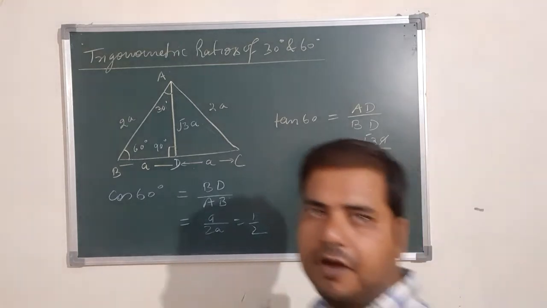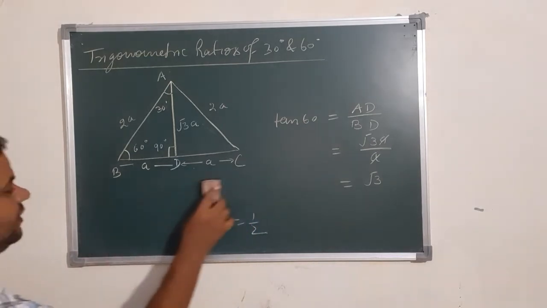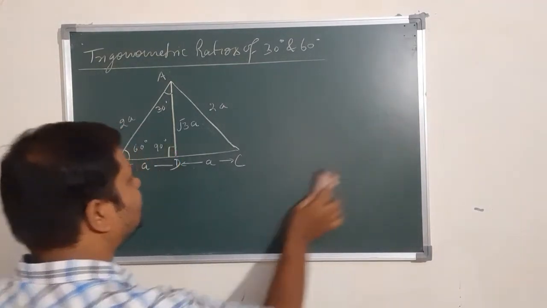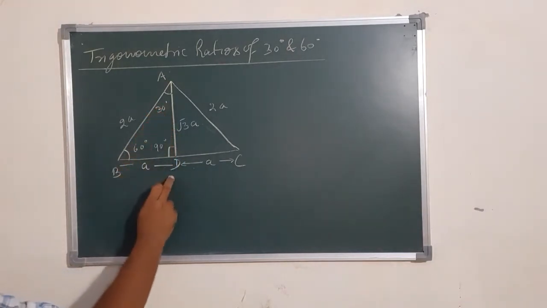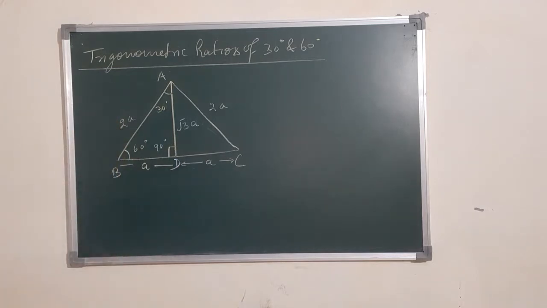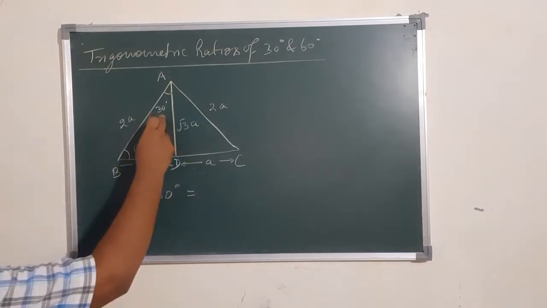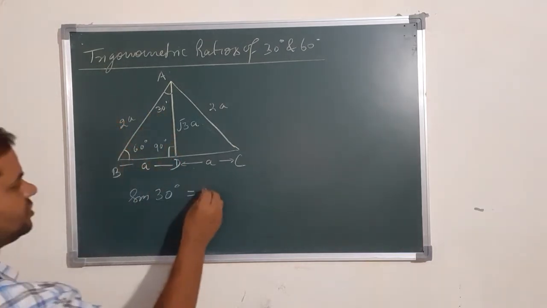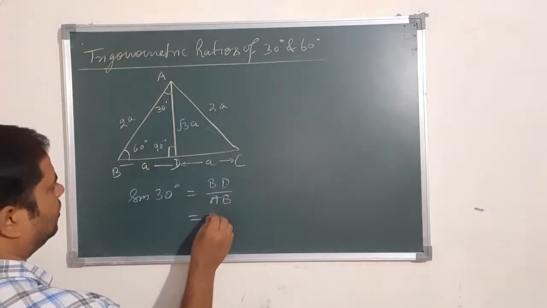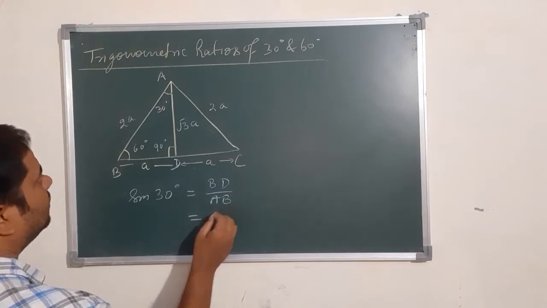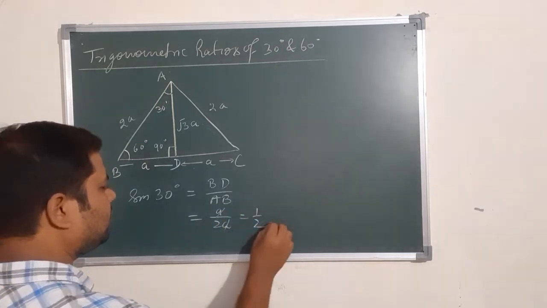Okay, I hope you noted it down. Now the next one is sin 30, cos 30 and tan 30. For this we only change the angle of consideration. So this is 30 degrees, and for this angle this is the perpendicular, this is the base and this is the hypotenuse. So for sin 30, this is BD upon AB, and this is nothing but what? BD is A upon 2A. So A cancels out, this is 1 by 2.